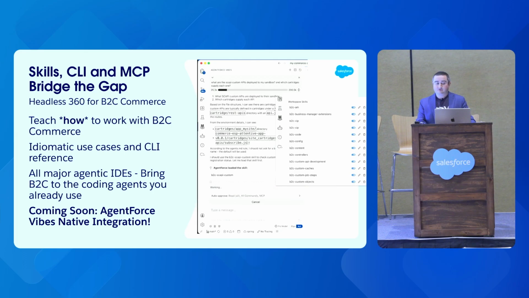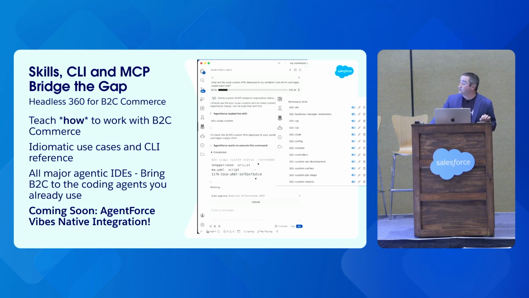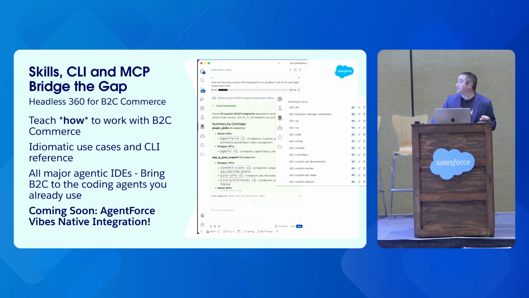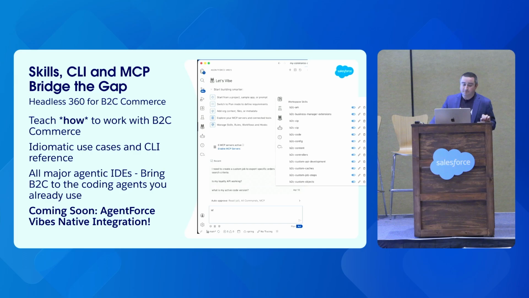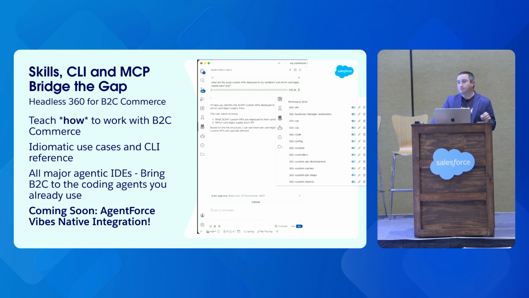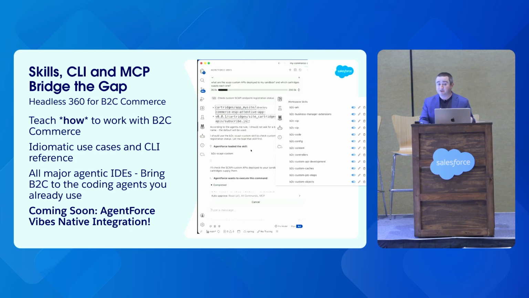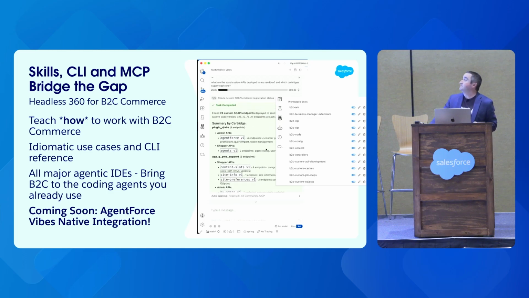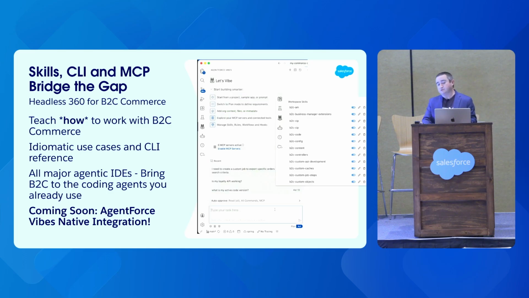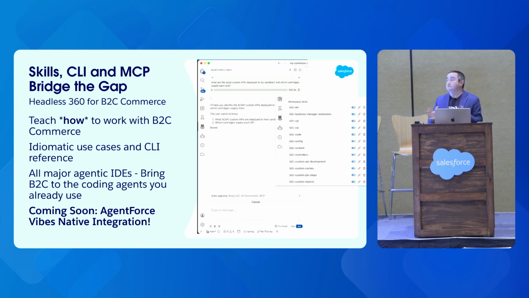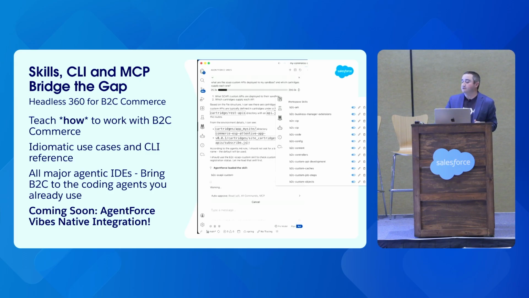These skills teach the agent how to work with B2C. It's bringing that context in. These are tools. The CLI brings the implementation behind the scenes and the idiomatic use cases. The skills and the CLI bring the idiomatic use cases. What I mean by that is, it's not good enough to say, here's how you deploy code, here's how you create product metadata. We should really be showing how you would use that in context, in usable context.